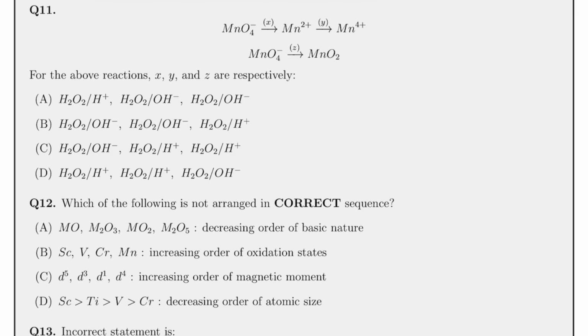Now for the 11th one, again it's a similar kind of reaction, right? You do understand, you have MnO4 minus to Mn plus 2, then you have Mn plus 2 to Mn plus 4, right? And then you have MnO4 minus to MnO2.